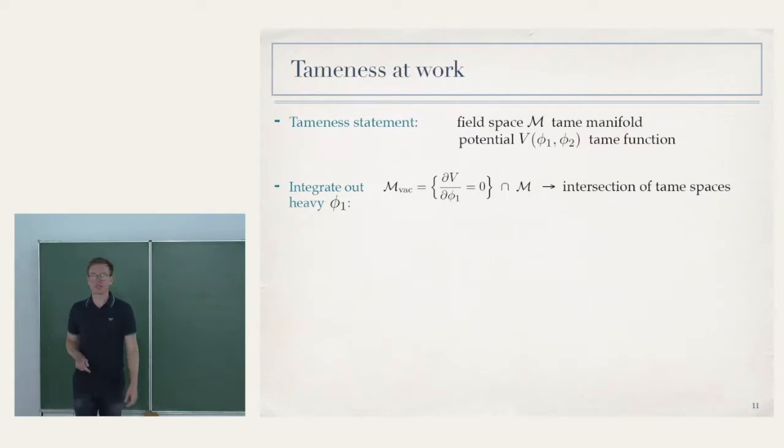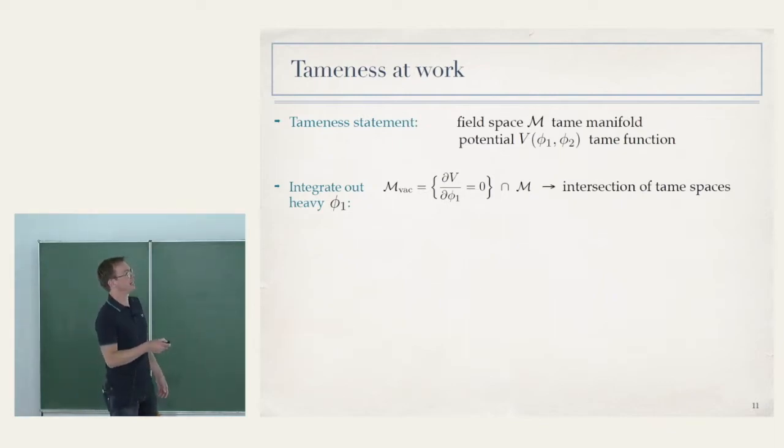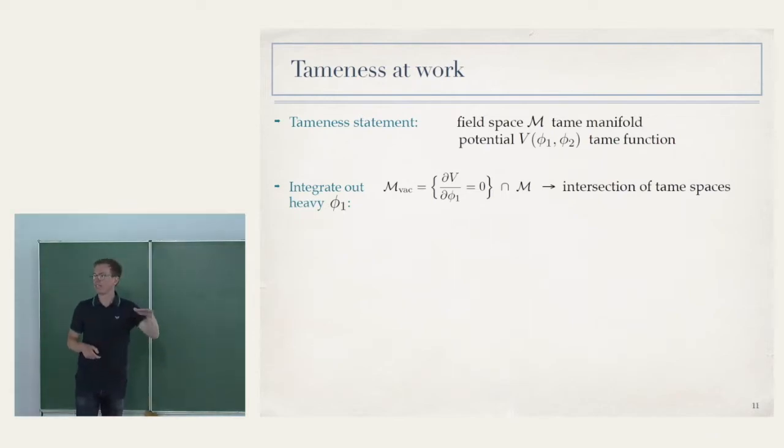So how is tameness at work in simple physical settings? Well, first of all, let me quickly explain what happens if you lower a cutoff. Let's imagine that I have a field space which is a tame manifold and a potential which is tame. Then if I integrate out classically heavy fields, I get a constraint restricting to the minima. Since this is a tame function, you can show that its derivative is a tame function, and the intersection of two tame sets is by definition a tame set. That's part of the structure. And therefore, the vacuum manifold is also tame.